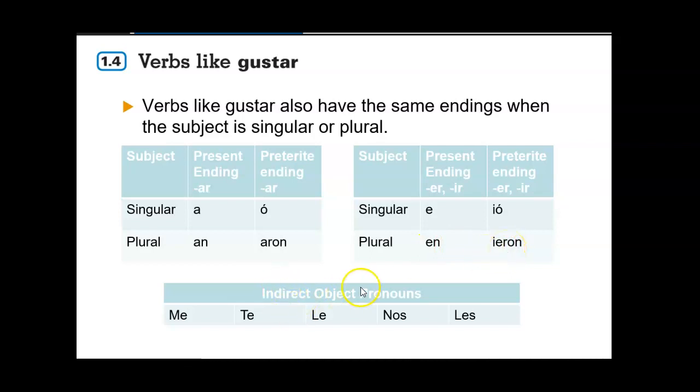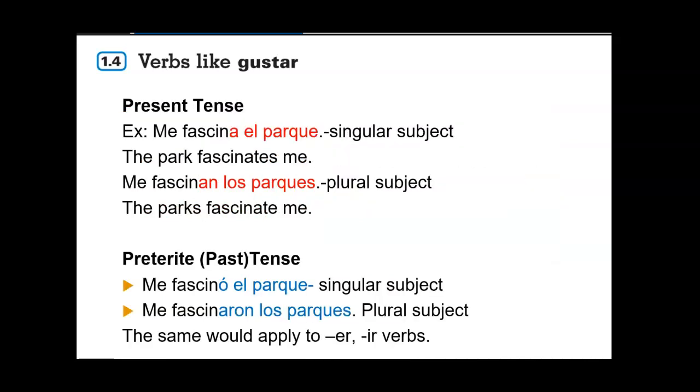Okay, these are the indirect objects that we're going to be using. Me is like saying I, te is like saying you, le is like saying él, ella, usted, nos is like saying nosotros, and les is like saying ellos, ellas, ustedes. Okay, let's go back one.